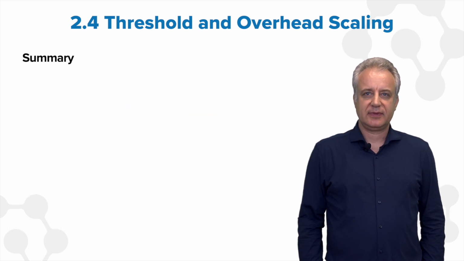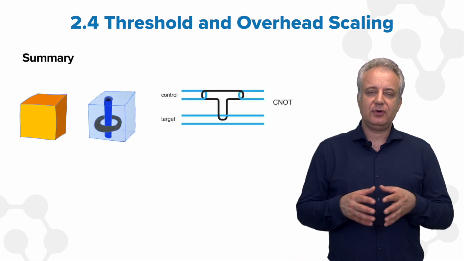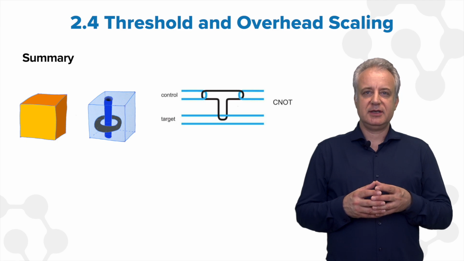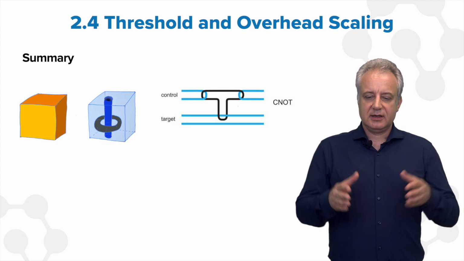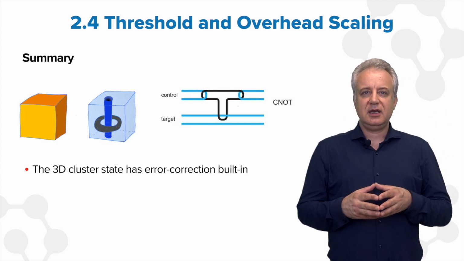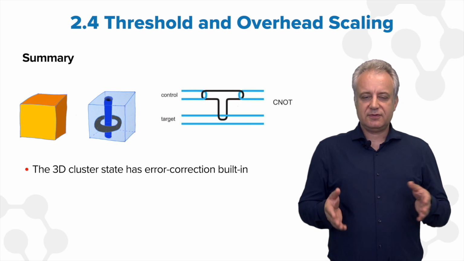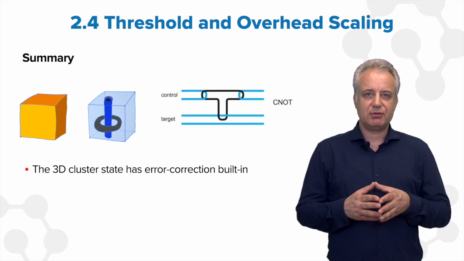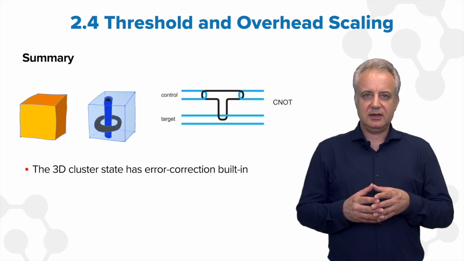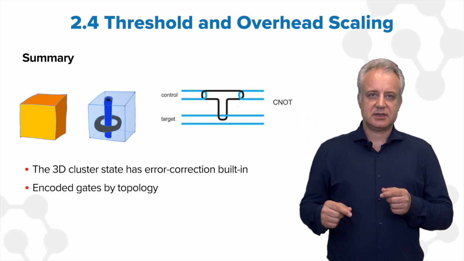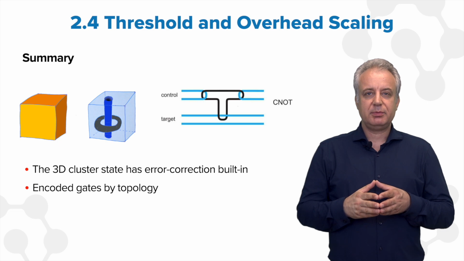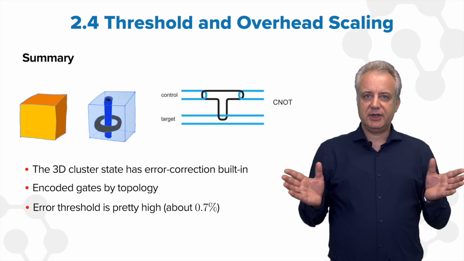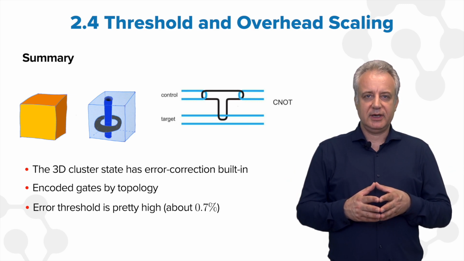Let me summarize. I have explained to you how to do fault-tolerant quantum computation in the measurement-based model, and there were two important ideas involved. Namely, the cluster state is a fault-tolerant substrate. It has fault tolerance built in, you just need to use it through measurement. The second idea was that if we put structure into the cluster state by drilling holes into it, then we can do topologically protected encoded gates in this fashion. The error threshold being pretty high was the third comment to make here.